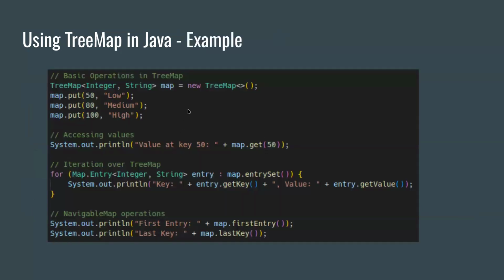So here is an example of using entry set to iterate over TreeMap. And then here is calling the method firstEntry and lastKey to find out what the first entry is, what the last key is.